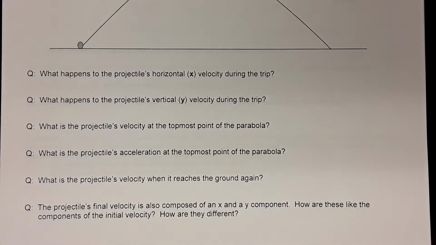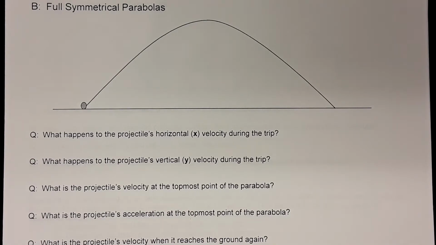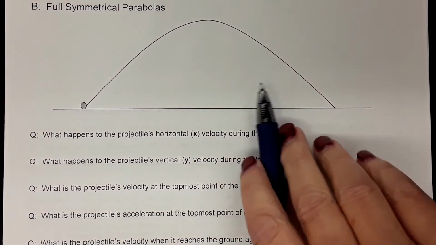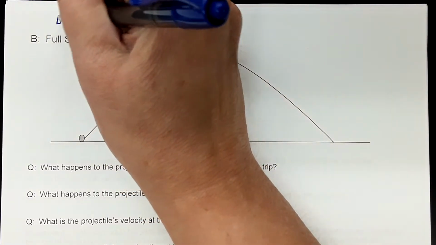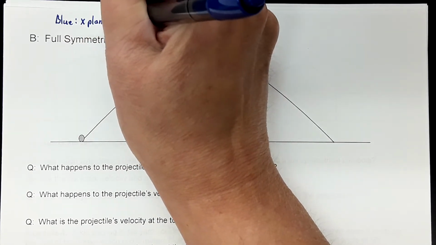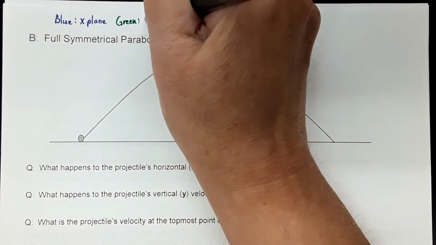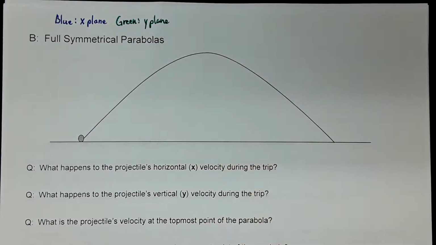So today we are going to do full symmetrical parabolas, and once again I'm going to color code this stuff because it simply separates it better visually. Again, I'm going to use blue for horizontal. Let's just put it right here. Okay, so blue is the x-plane motion, and I'm going to use green for the y-plane motion, and I'm going to use red for resultants or anything else like that. Okay, the combination of the two.